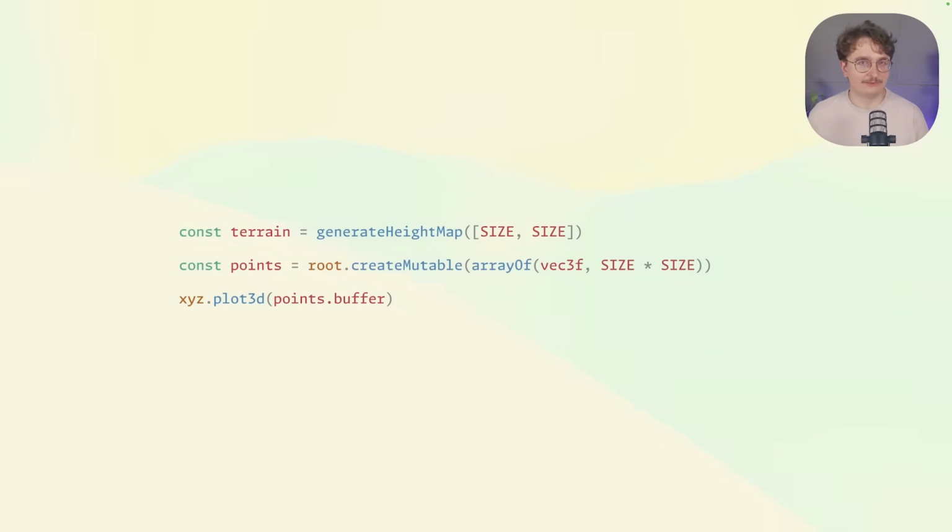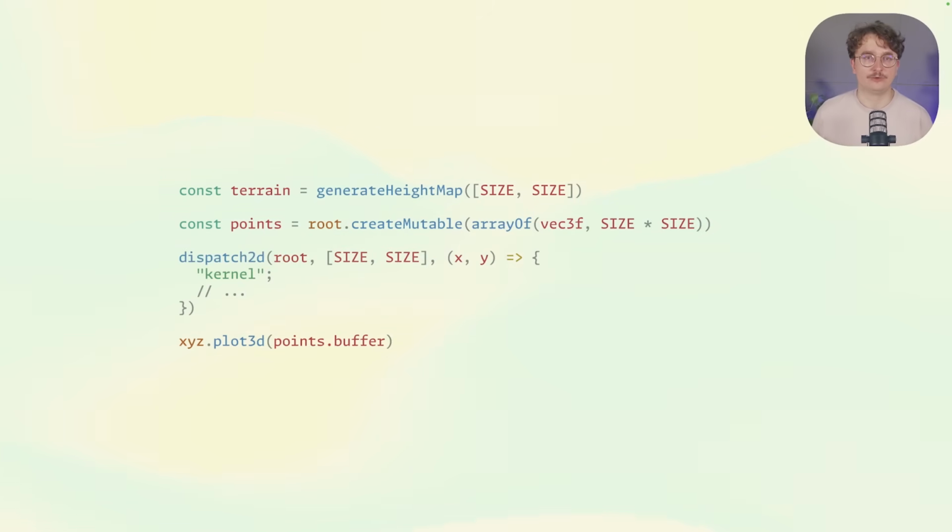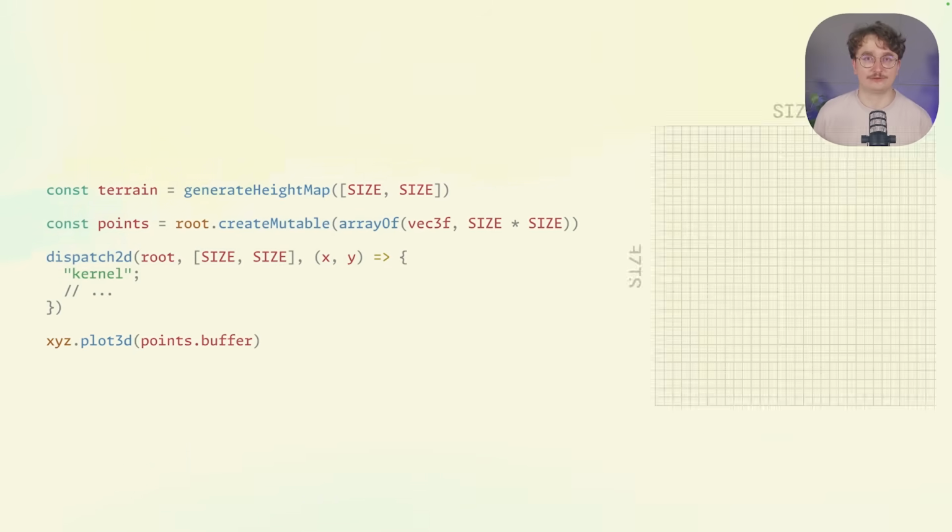But it's empty right now. We just allocated some memory on the GPU. It's zeroed out, so we actually have to fill it with meaningful data. Let's say we have this helper function called dispatch2D. We can pass in the root, which is just a typed wrapper around a GPU device, which we can use to interface with it. We can pass in how many threads we want to run in parallel. In this case, we want to run a 2D grid of threads. So it's going to look like this, basically.